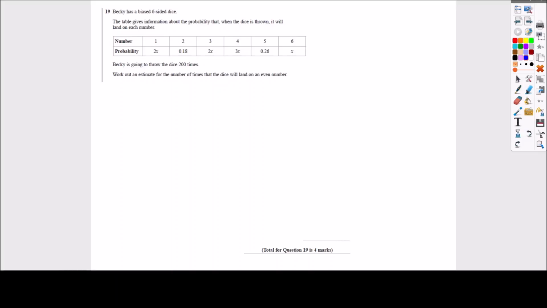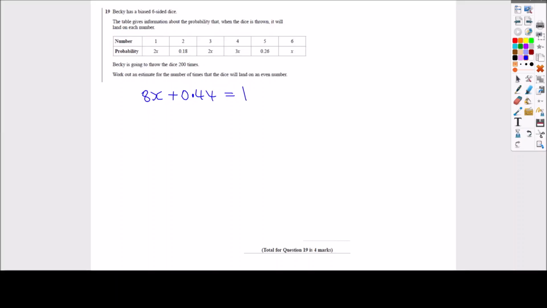Question 19. So, we know that all the probabilities are going to have to add up to a whole. So, the 2x plus the 0.18 plus the 2x plus the 3x plus the 0.26 plus the x must all add up to a whole. So, adding up the x's, we've got 2x and 2x and 3x and x. So, that's 3, 4, 5, 6, 7, 8x. Then adding up the normal numbers, 0.18 add 0.26 equals 0.44. So 8x add 0.44 has to equal a whole.